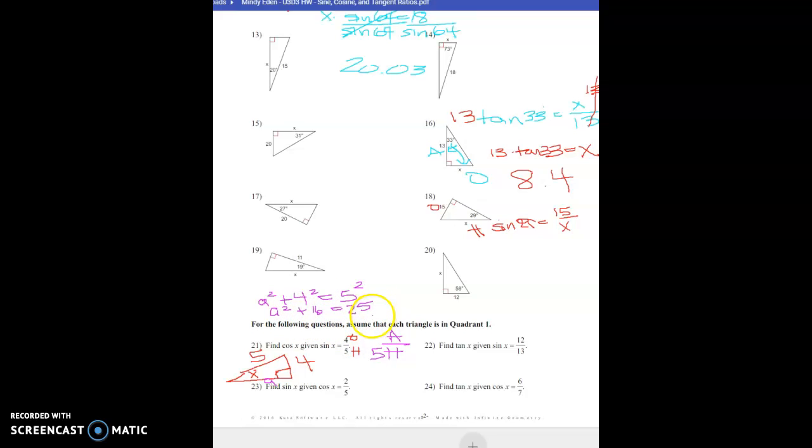Subtract 16 from both sides, and then take the square root. Since we're in quadrant 1, the root is going to be the positive root, so a equals 3. So my adjacent side would be 3. So the cosine is 3/5. Some of these you might get radicals, and you just leave it with the radical.